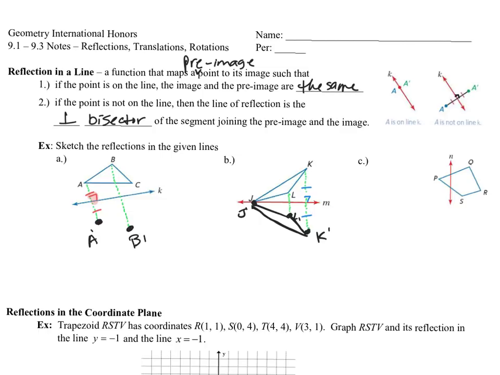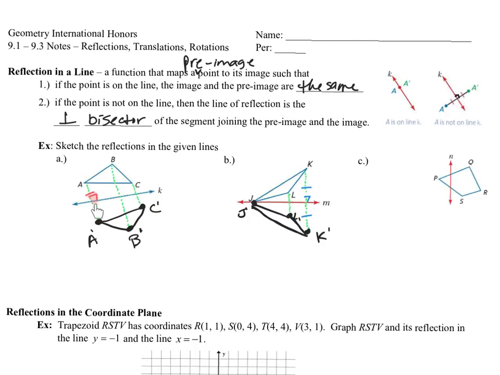Oops, that's supposed to be B prime. Okay, so again, the line of reflection, line K, is the perpendicular bisector of a segment that connects B to B prime. And then finally, let's place where C prime should go. So right about there. Okay, there's C prime. And line K is the perpendicular bisector of the segment that connects C to C prime. So then if we draw our triangle, A prime, B prime, C prime, you should be able to see that line K is a line of reflection.